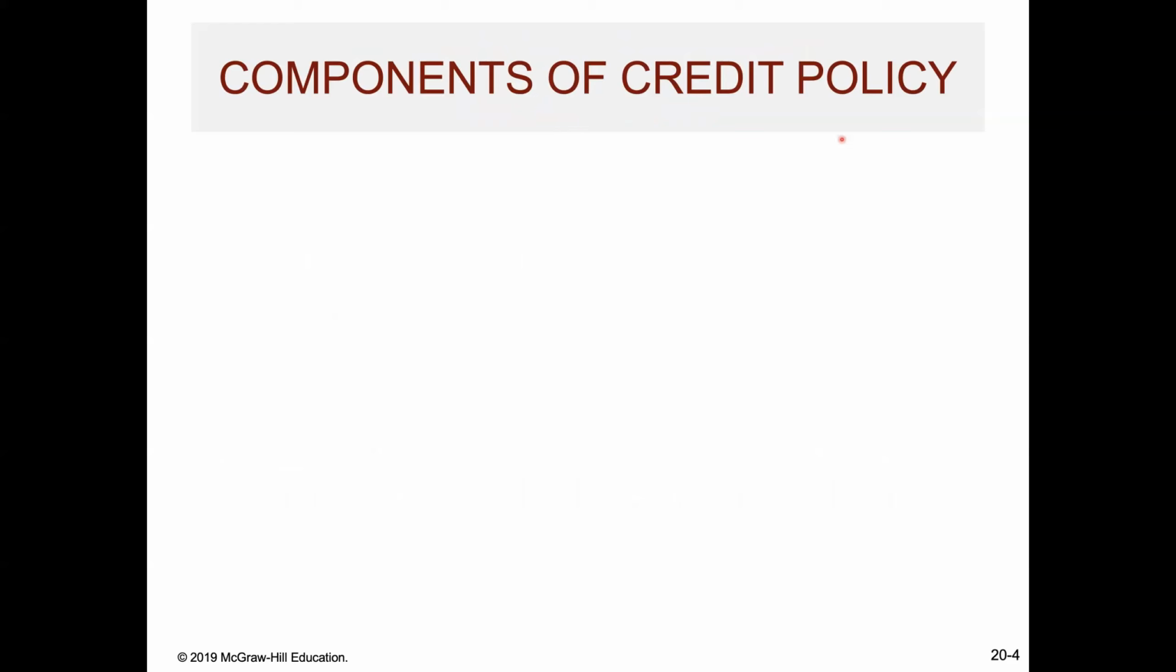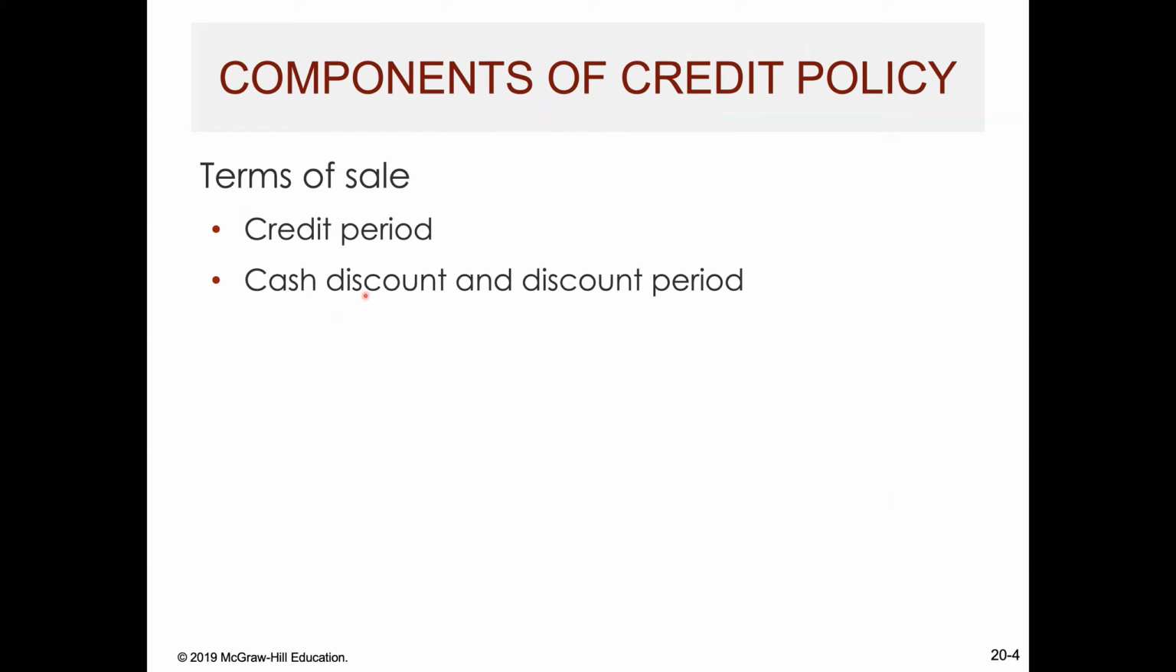So components of a credit policy: there's the terms of sale, a credit period, so how long before they need to pay it, cash discount and discount period. Often there's a discount if they pay it earlier, and the discount period is the period in which they'd have to pay it early in order to get the discount. We'll give an example here in a second. Also, the type of credit instrument.